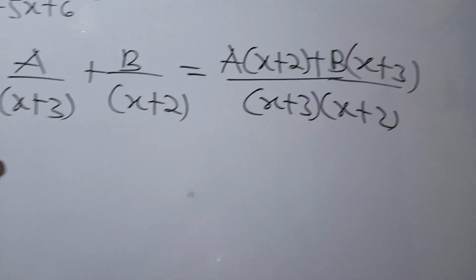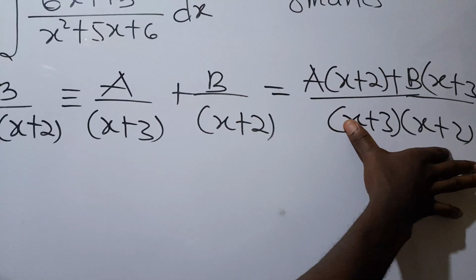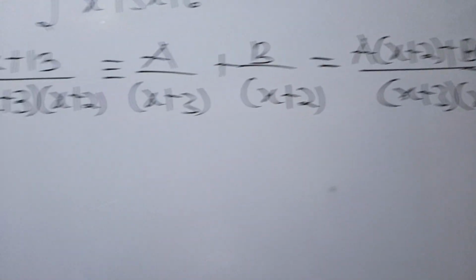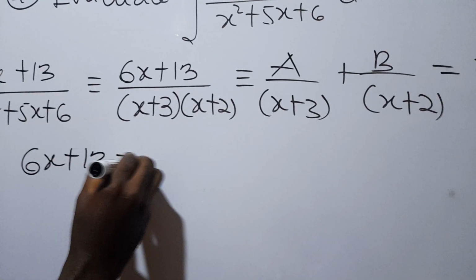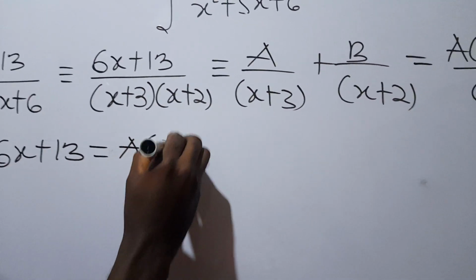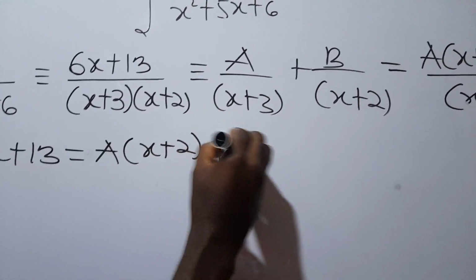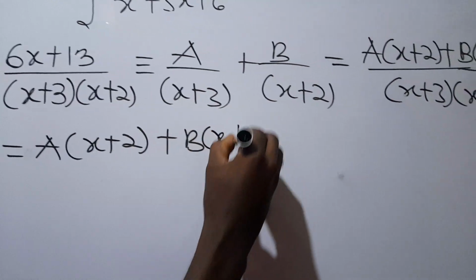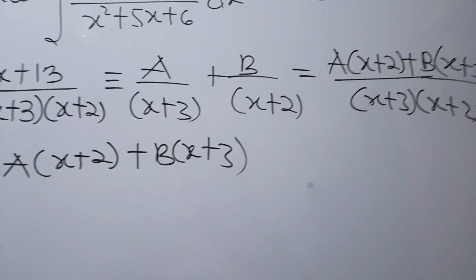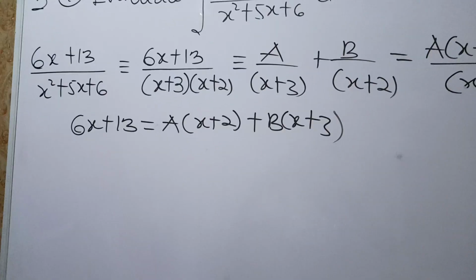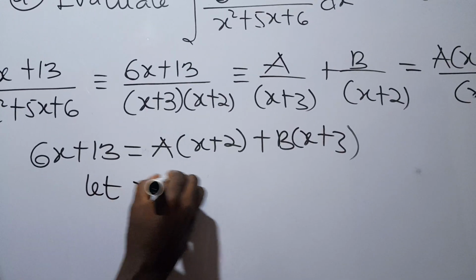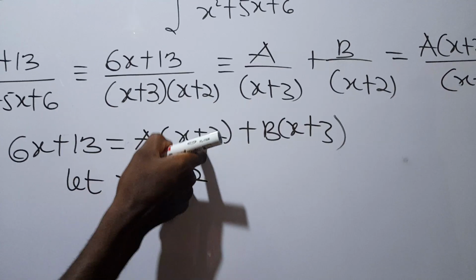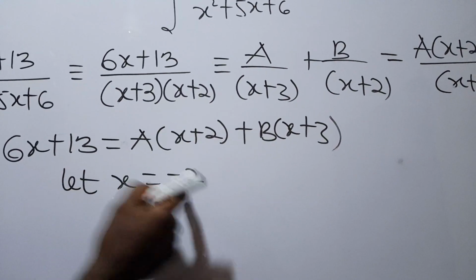Since the denominator here is the same as the denominator here, we can say the numerators are equal. So 6x plus 13 will be equal to A bracket x plus 2 plus B bracket x plus 3. And we can solve this using cover up or substitution. I want to solve this by substitution. First, I'll let x be equal to negative 2, that's equating this to 0.